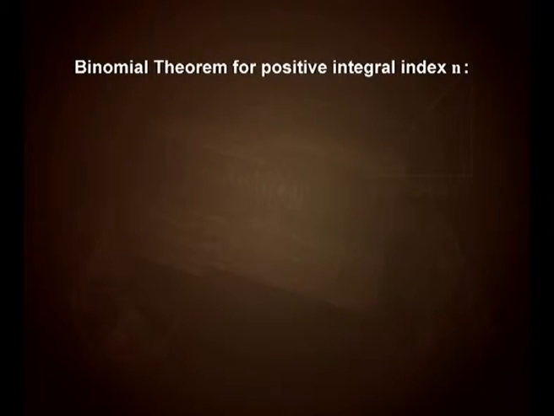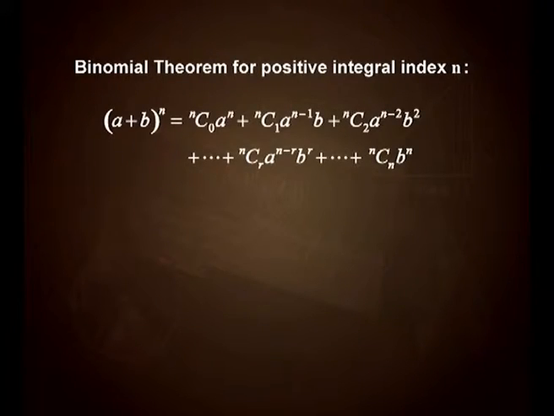proof. Binomial theorem for positive integral index n suggests that (a plus b) whole to the power n is equal to nC0 a to the power n plus nC1 a to the power n minus 1 times b plus nC2 a to the power n minus 2 times b square, so on up to nCr a to the power n minus r b to the power r plus so on till the last term, that is nCn b to the power n, where of course nCr is nothing but n factorial divided by the factorial of n minus r into r factorial.